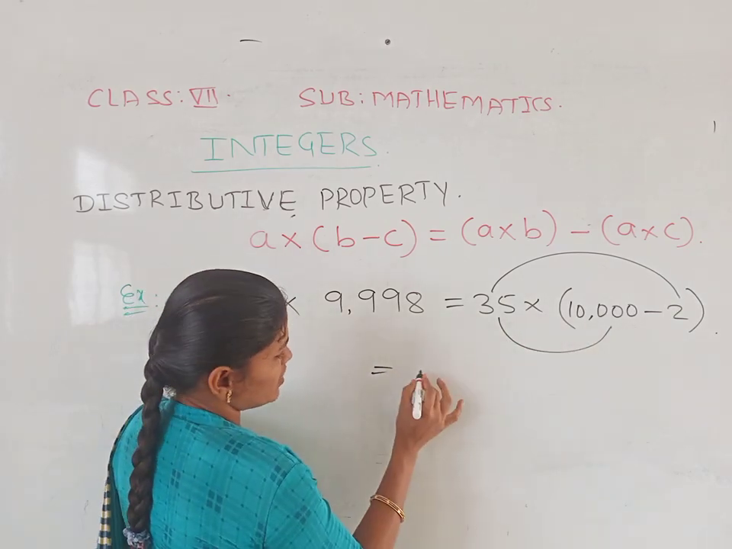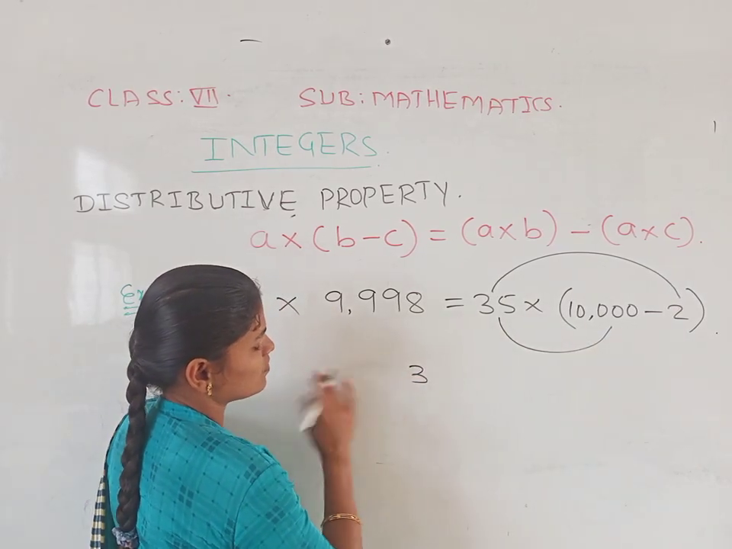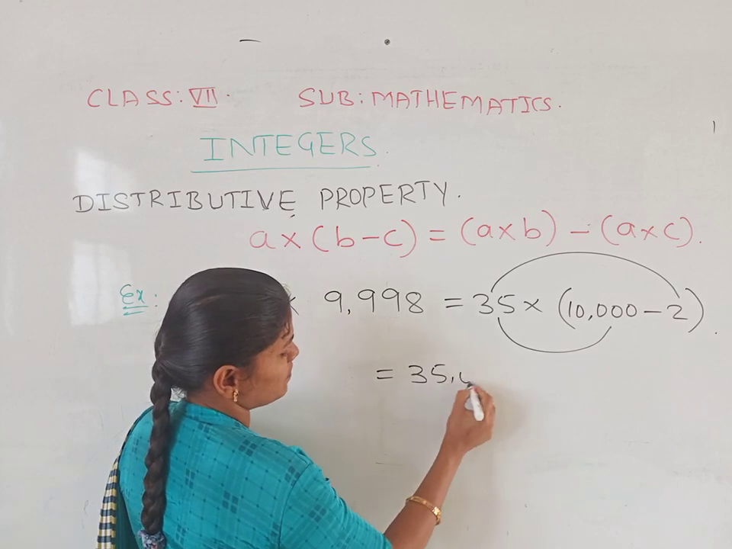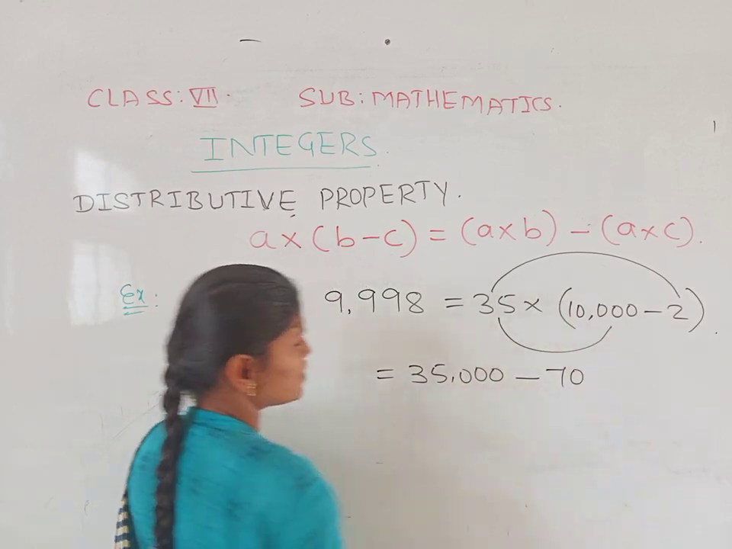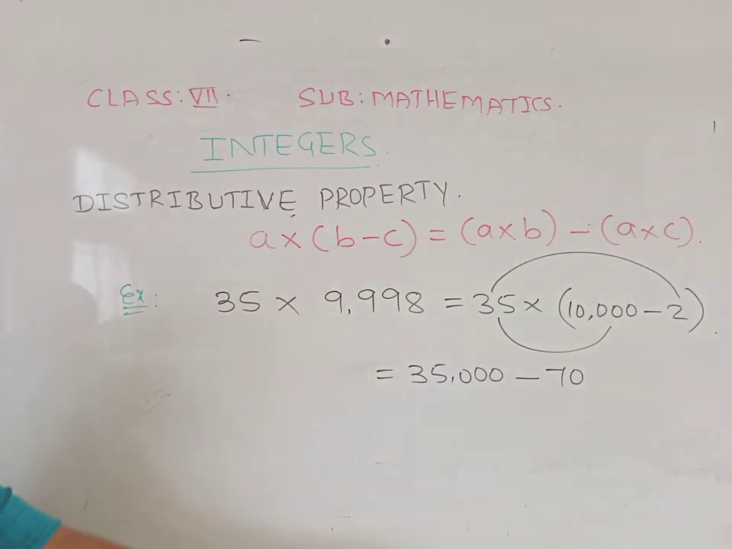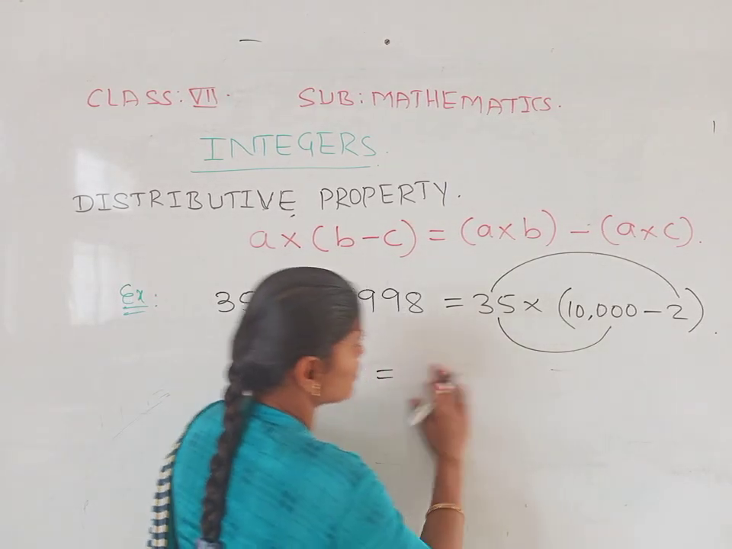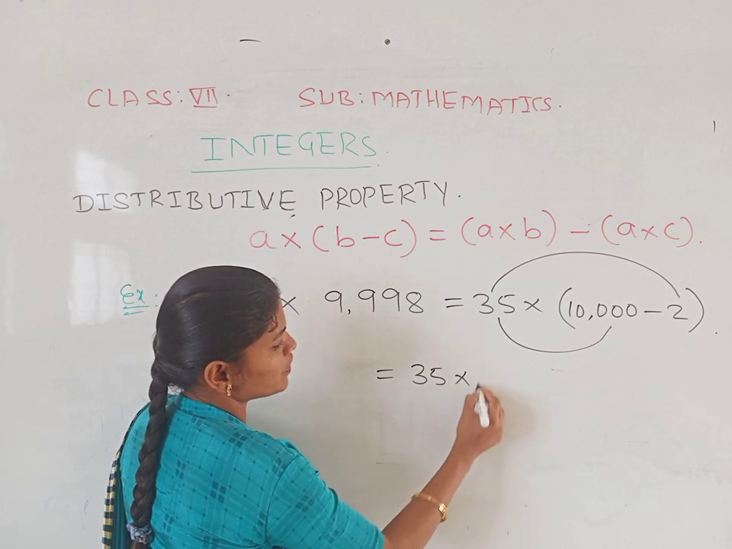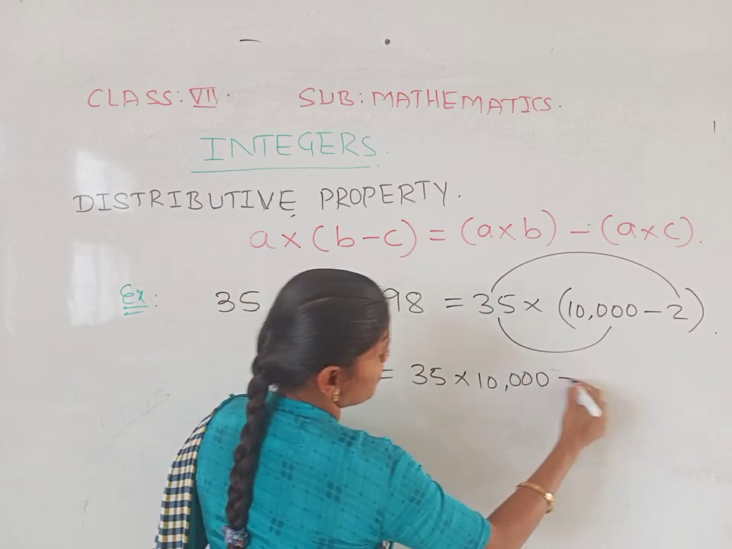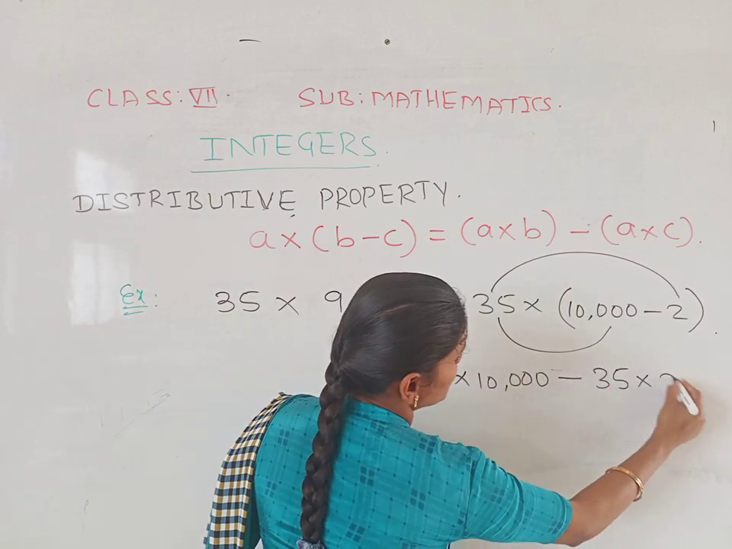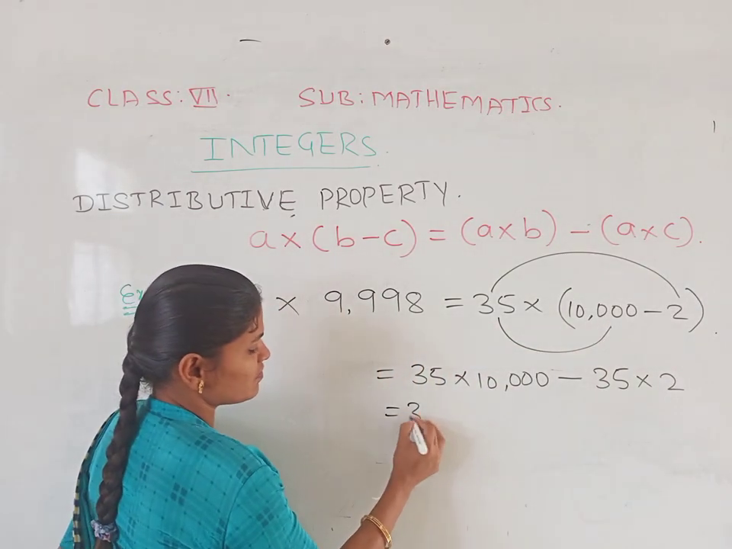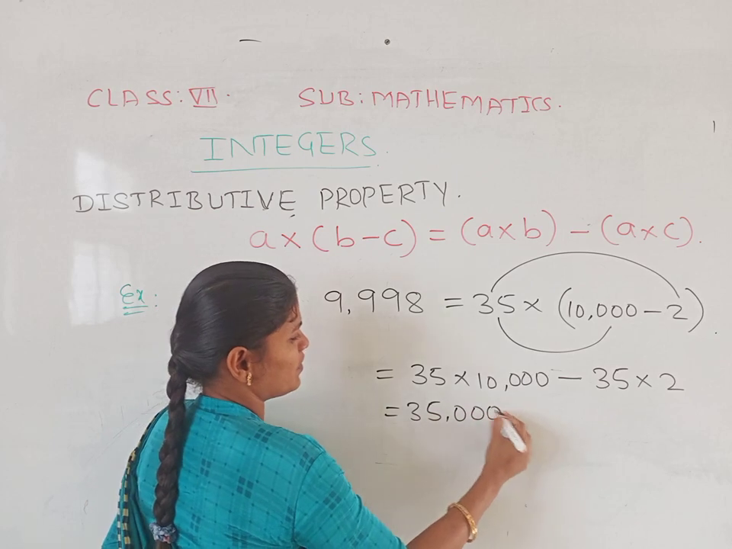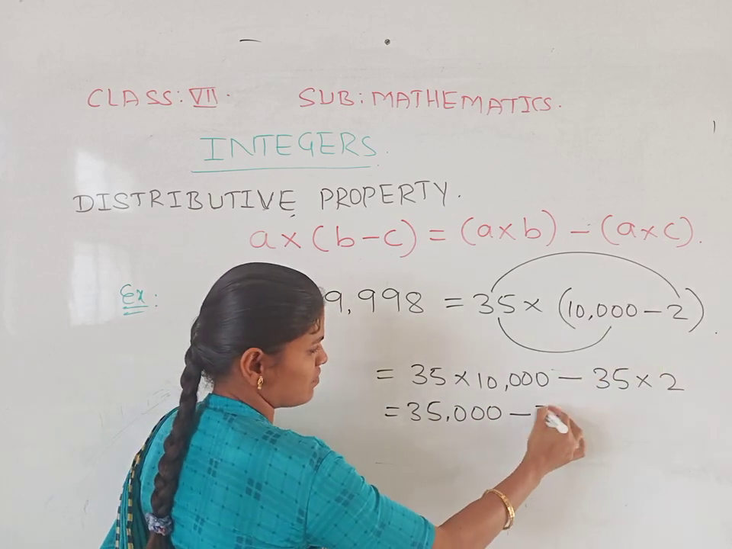35 into 10,000. How much? 35,000. Minus 35 into 2, 70. Or else shall I include one more step here? 35 into 10,000 minus 35 into 2. Okay. 35 into 10,000 is 35,000, minus 35 twos are 70.